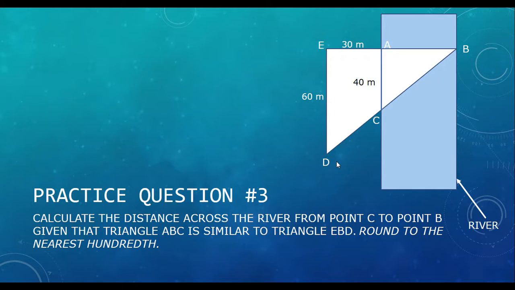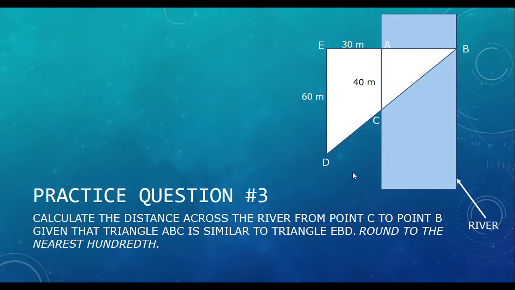Our ultimate objective here is to calculate the distance across the river from point C to point B, given that the triangle ABC, this small triangle here, is similar to the large triangle EBD. And that's important information. Imagine this is your river and we're trying to find the distance between C and B.